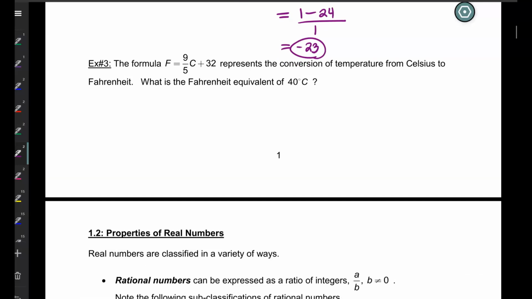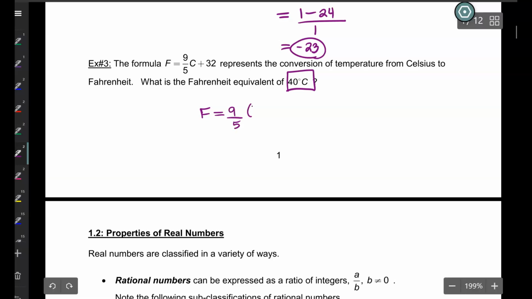Okay. The formula. So we have a formula. F equals 9/5 C plus 32 represents the conversion of temperature from Celsius to Fahrenheit. What is the Fahrenheit equivalent of 40 degrees Celsius? So, okay, this is the key. They gave us 40 degrees and they told us that that was the value of C. So I want to figure out what it is in Fahrenheit. So 9/5, okay.